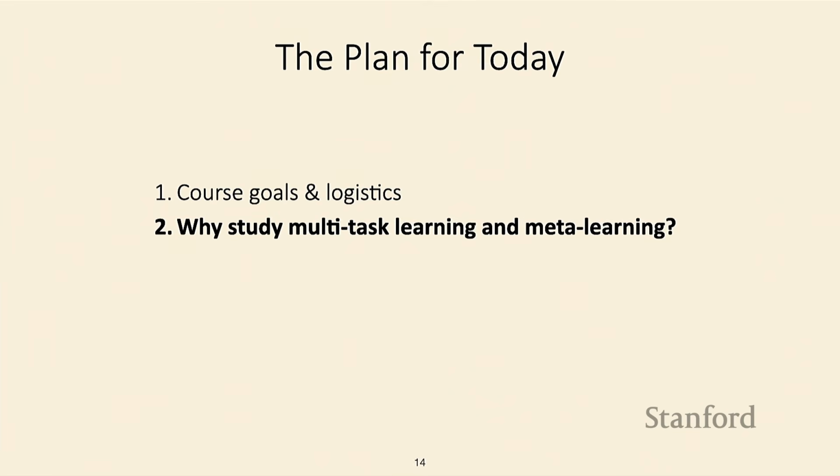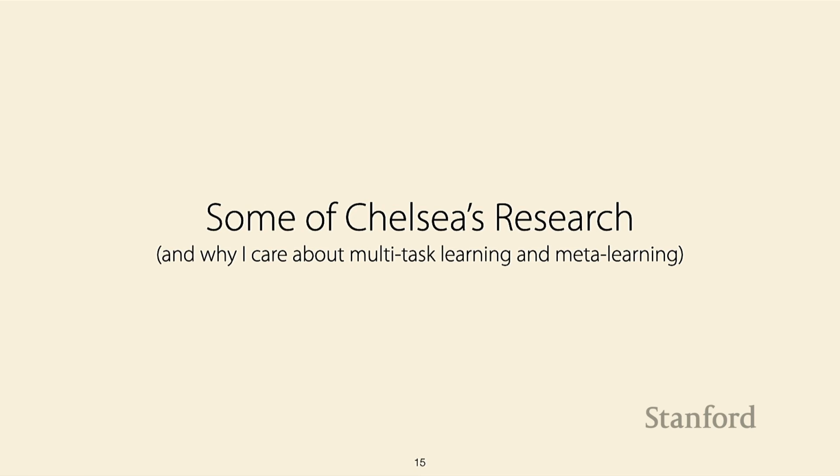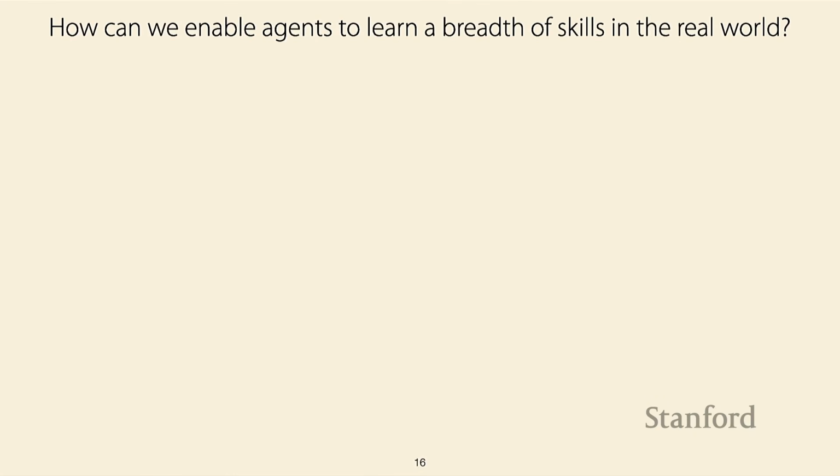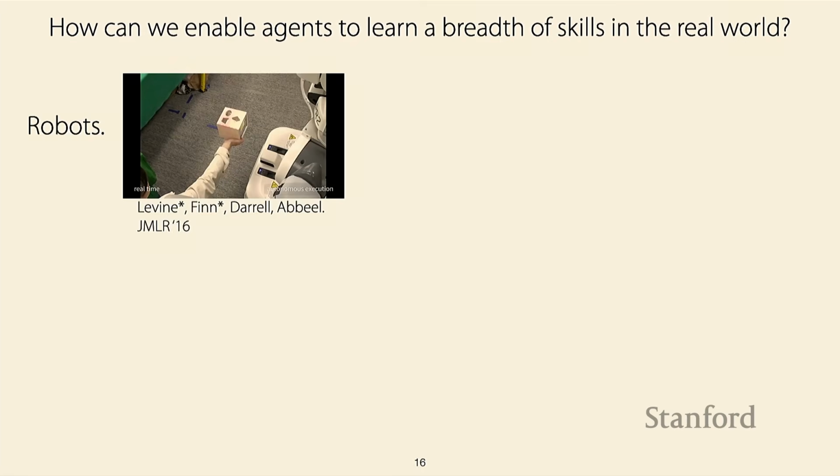Cool, so let's dive into why we might want to study multitask learning and meta learning. So the first thing I'll cover here is a little bit of my perspective and why I find multitask learning and meta learning really cool and exciting. And in particular, a lot of the research that I do in my lab is trying to think about this question of how we can allow agents to learn a breadth of different skills in the real world. And what I mean by agents is actually working with real robots and allowing them to learn skills like this.